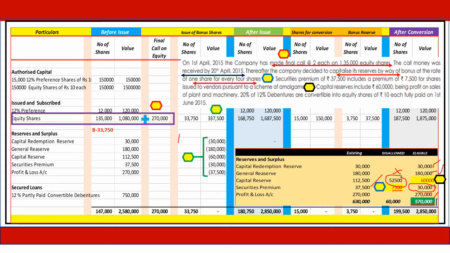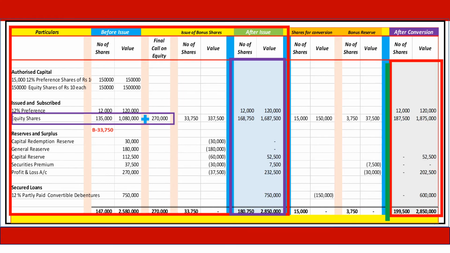We are converting reserves and surplus into capital. We are taking 30,000 from here, 1,80,000, 60,000, 30,000 and the balance of 37,500 we are taking from the profit and loss account. That makes 3,37,500 and we issue the bonus shares. This is what we indicate here.